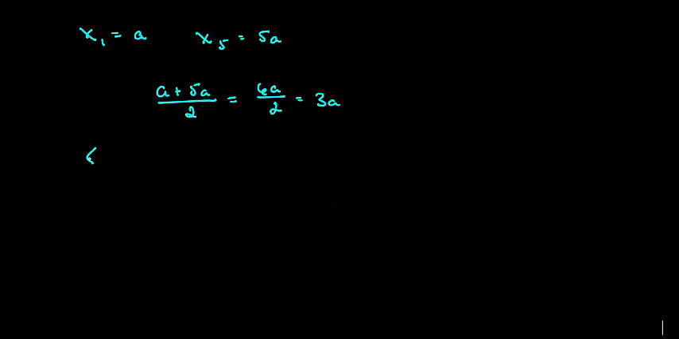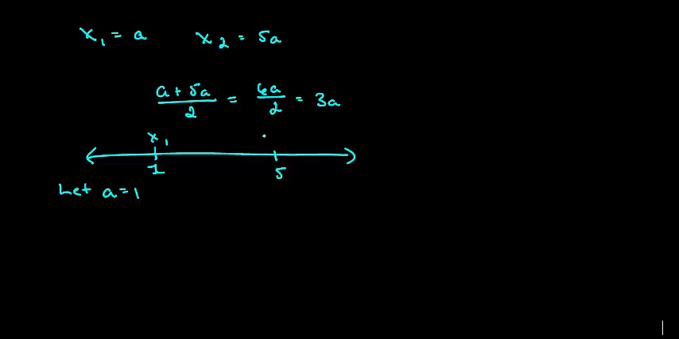So let's take a look at some different values for a and see what it gives us. For example 1, we'll let a be equal to 1. If a is 1, then x1 is 1. So here is x1. And then x2 would be equal to 5 times 1, right?